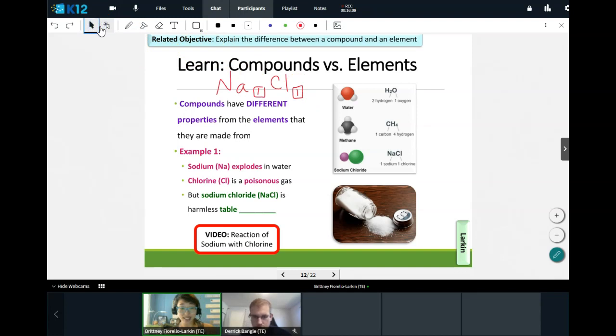Now, sodium by itself explodes in water. We've seen this before, that when you add sodium, which is an alkali metal, to water, it begins to fizz, it begins to spark, it begins to light on fire. Chlorine, all right, is a gas, and it's a yellow gas. It's also a poisonous gas at that. So sodium and chlorine by themselves have really intense properties. However, when they bond together, they're going to create something that acts totally different.